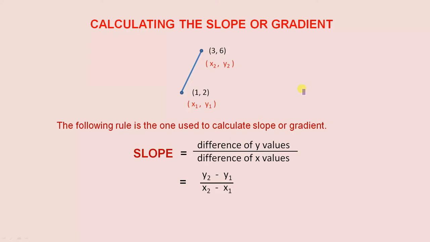Calculating the slope or gradient. So the interval with points (1, 2) and (3, 6), if we call each of these coordinates x1, y1, and here we have x2, y2. The following rule is the one used to calculate slope or gradient. Slope is the difference of the y values over the difference of the x values. Difference means subtraction, so it's y2 minus y1 over x2 minus x1.